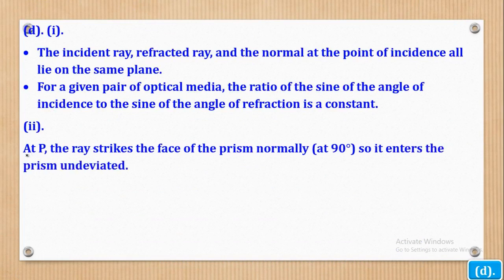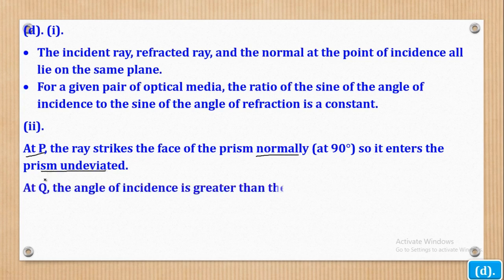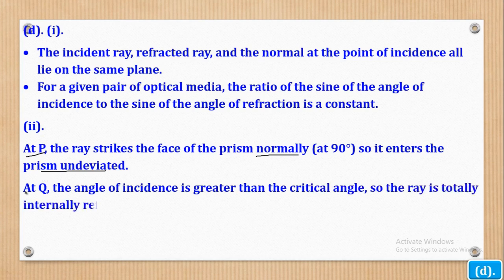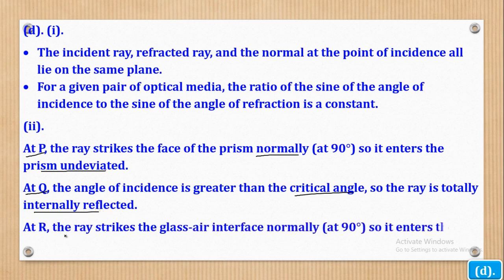So you come and say that at P, the ray strikes the face of the prism normally. Normally means at 90 degrees, so it enters the prism undeviated. What about at Q? At Q, the angle of incidence is greater than the critical angle, so the ray is totally internally reflected. What about at R? At R still, the ray strikes the glass air interface normally. That means that it will be undeviated.